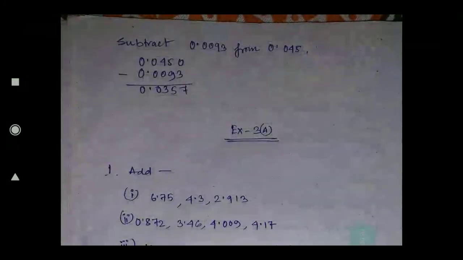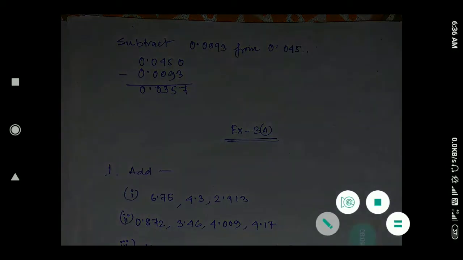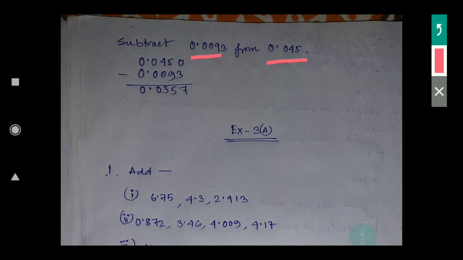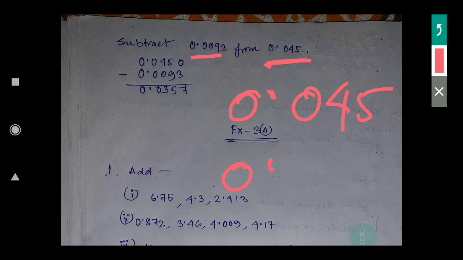Now subtraction of decimal numbers. Subtract this number from 0.045. You have to subtract this one from this one. So first of all, as it is, you write the number from which you subtract. From 0.045 you will subtract that number. What is that number? 0.0. So where the first decimal point is there, there only the second decimal point will be there. So below this decimal point you keep the decimal point.